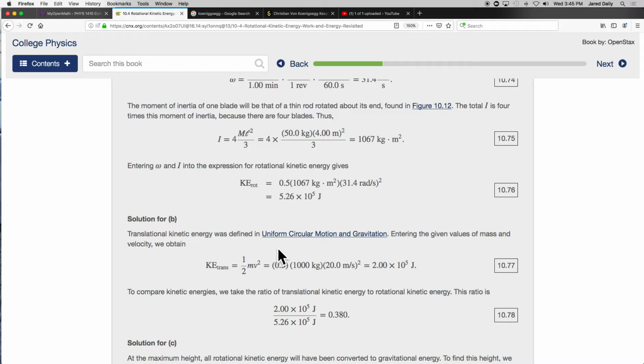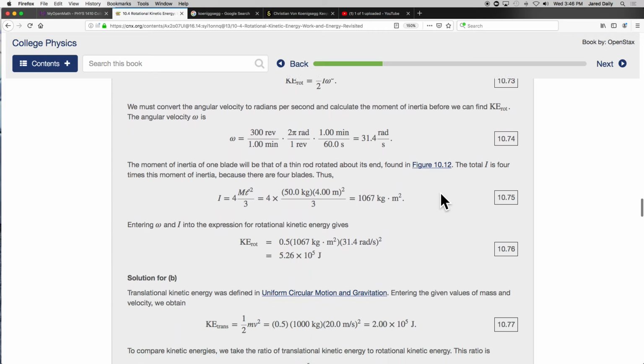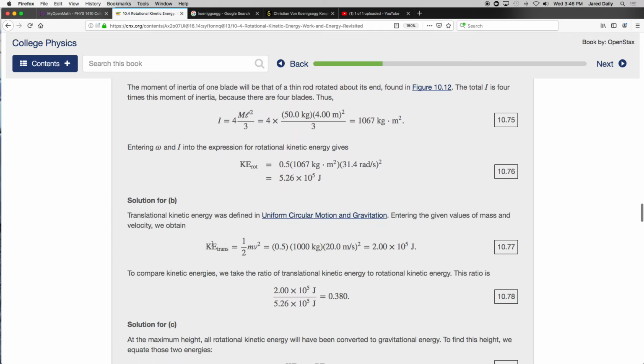Then they want to know what's the translational kinetic energy, right? 1/2 mv squared is the translational kinetic energy for, let's see what they're asking here. Calculate the translational kinetic energy of the helicopter when it flies at 20 meters per second. So 20 meters per second, the kinetic energy of the helicopter moving forward is 2 times 10 to the 5th joules, but the kinetic energy of the blades holding it up is more than double that. 5.5 times 10 to the 5th.